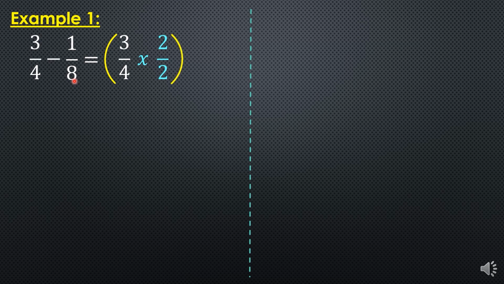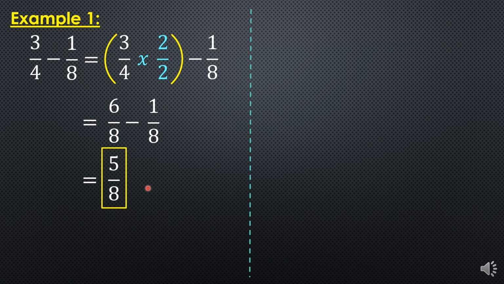Let's continue. Minus 1/8. Now 3/4 times 2/2 equals 6/8. 3 times 2 equals 6. 4 times 2 equals 8. Now copy this one, so that is 1/8. As you can see, the denominators are now the same. 6/8 minus 1/8. Now 6 minus 1 equals 5, and then copy the denominator, which is 8. Final answer, 5/8.